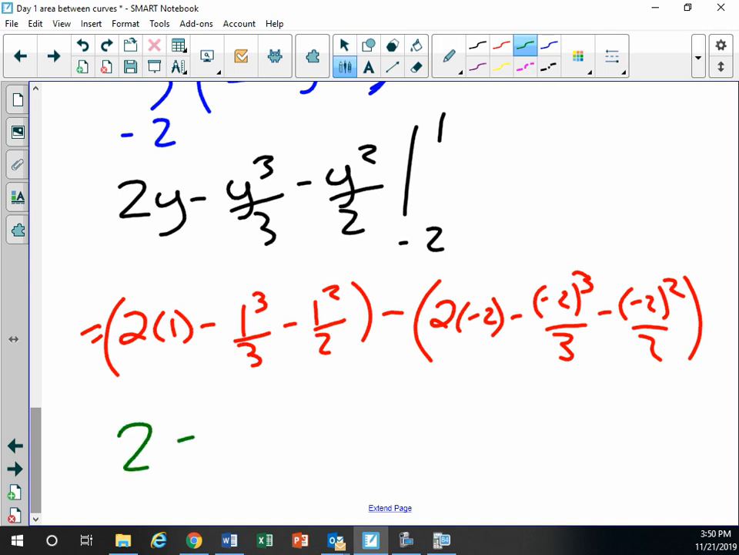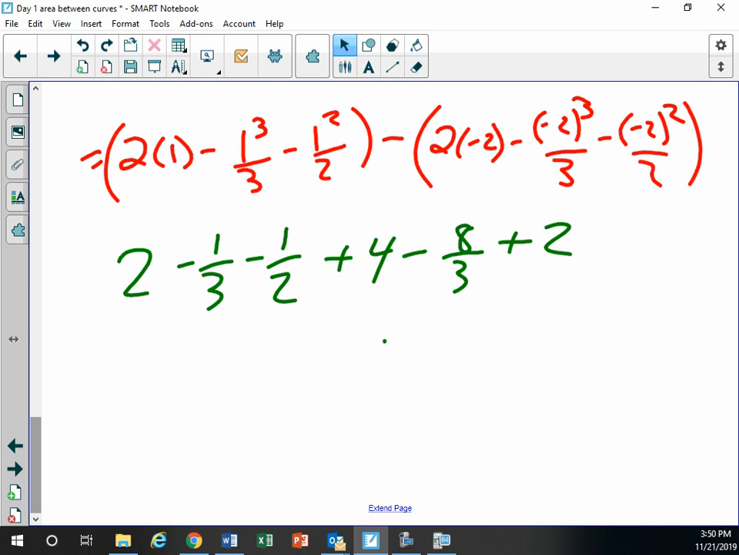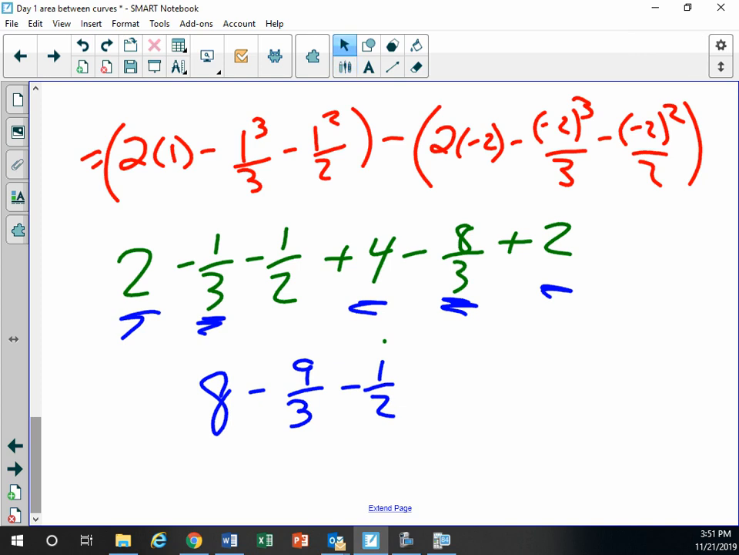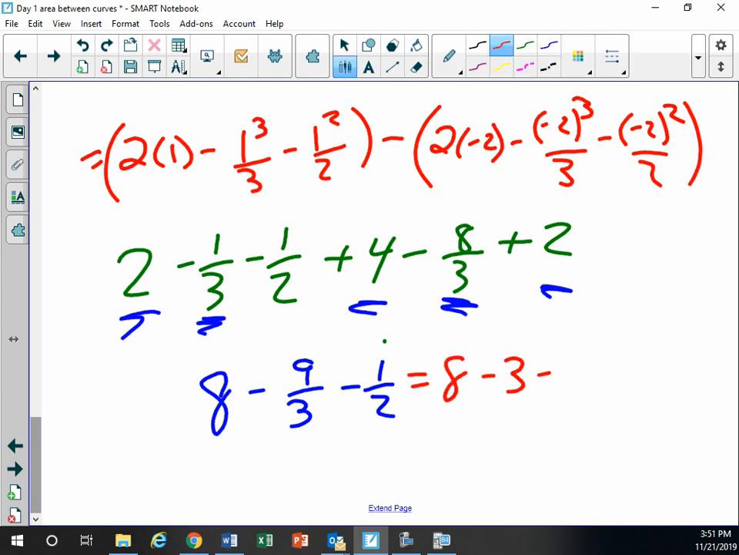That makes us 2 minus 1/3 minus 1/2 plus 4. Negative, positive, negative, so -8/3. Positive 2, negative, so negative makes us a positive 2. This and this make 8. This one and this one make -9/3 minus 1/2. That makes us 8 minus 3 minus 1/2, which makes us 4.5.